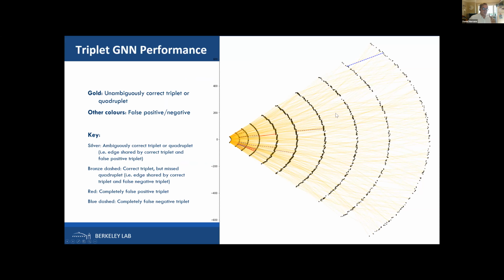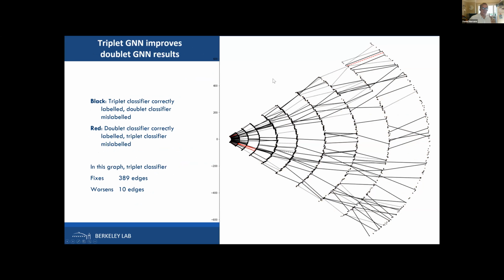And here we see all the black lines of the triplet GNN, where the triplet GNN has outperformed the doublet GNN. So it outperforms quite a bit and goes back and fixes a lot of the mislabeled doublet GNN edges.